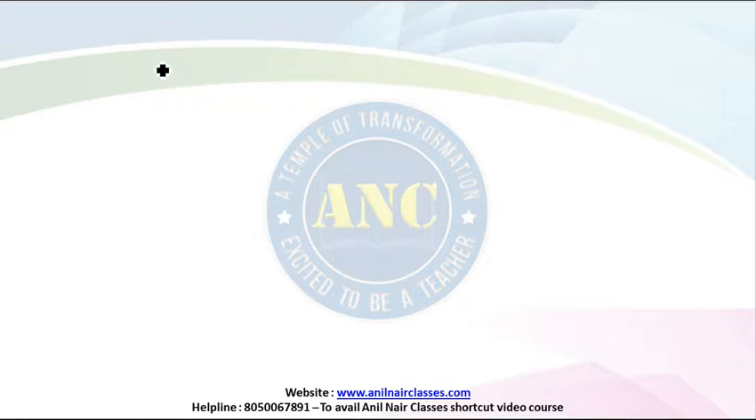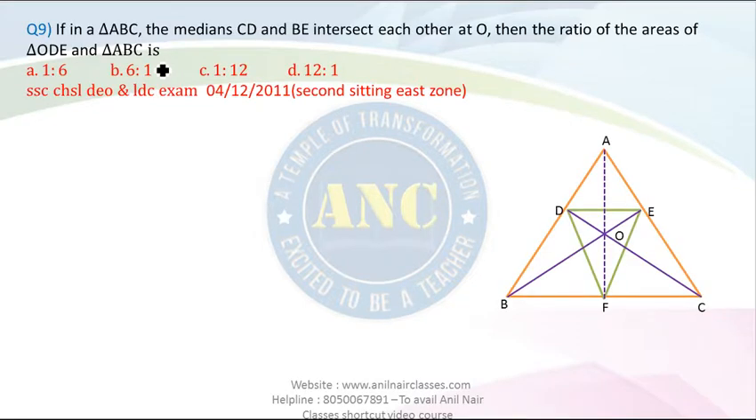Next question. Next question is again a very beautiful question. Diagram is also given on the right side. Let us understand and then solve it. If in a triangle ABC, they have drawn triangle ABC here. The medians CD and BE intersect each other at O.